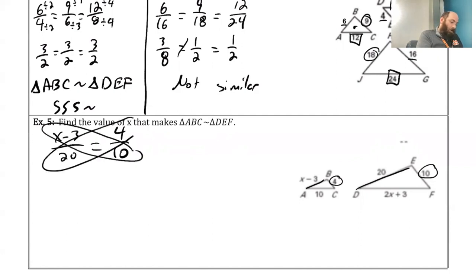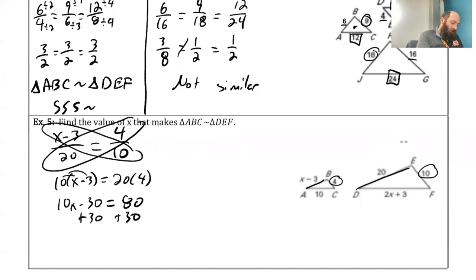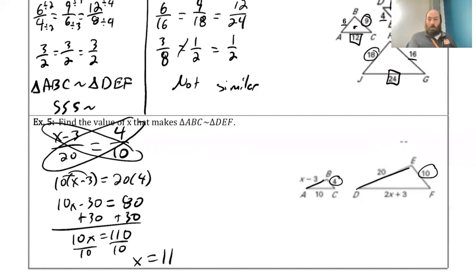So I'm going to go ahead and cross multiply there. So I have 10 times x minus 3 is equal to 20 times 4. We'll distribute the 10 so that 10x minus 30 equals 80. We'll add this over. 10x equals 110. And then we'll divide by 10 so that x equals 11. Okay, so that means if x is 11, that would make all of these sides proportional to each other.